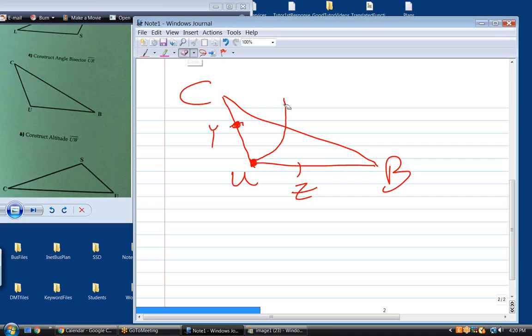Notice the problem if I make too small of an arc. If I make an arc like this and then do the same thing with that, they don't intersect. So I've got to make an arc that's big enough that it's going to intersect the arc from Z. Okay. Because it's their intersection point that we draw the straight line between. So I've got to go at least out to there distance-wise and draw an arc. I'm going to draw it kind of like this. Okay. And then what's next?